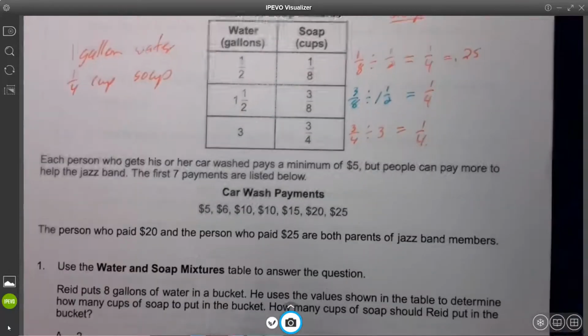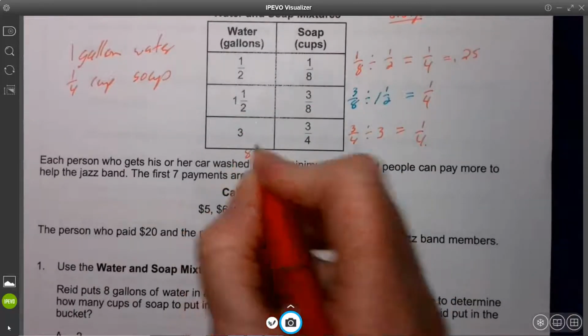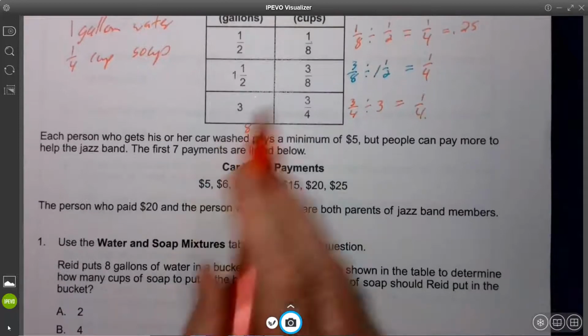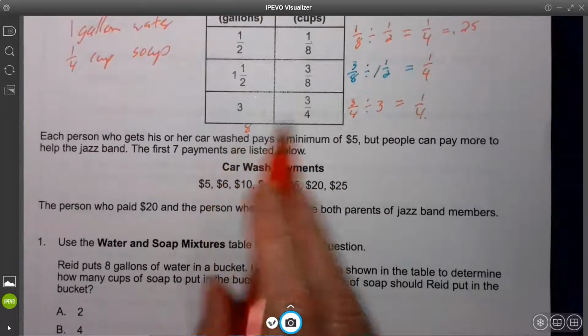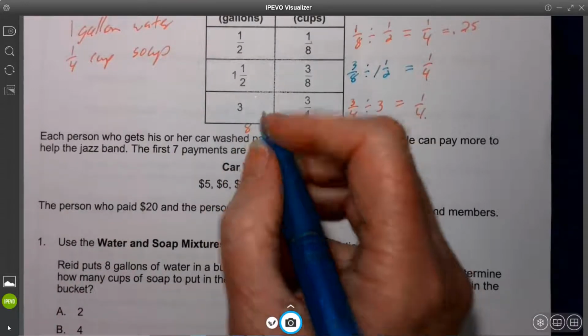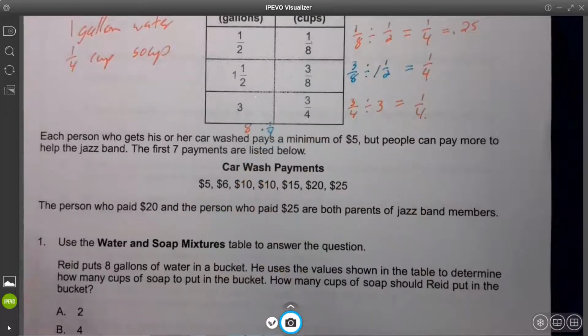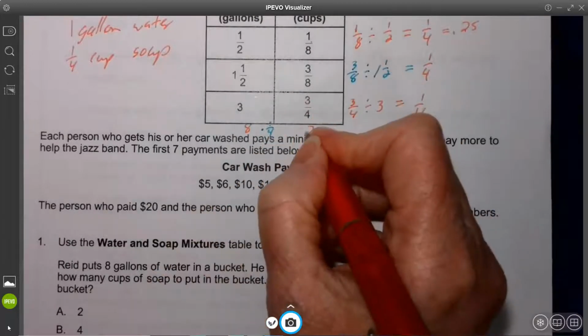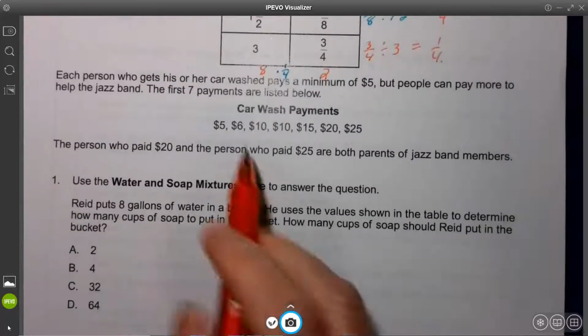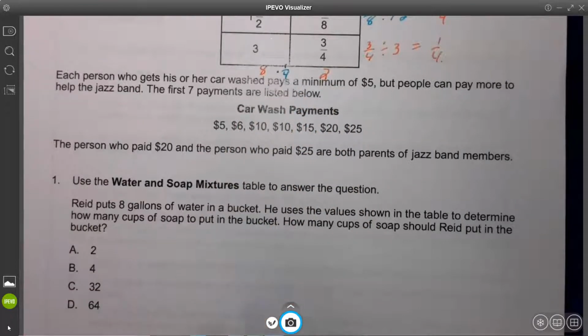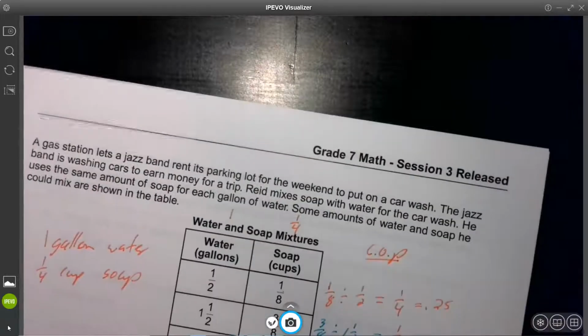Okay, so we have 8 gallons. So what I did is I just added an 8 down here, and I said if I have 8 gallons, how much soap is that going to take? So what am I going to do to the 8? Right, I'm going to multiply times 1/4. So multiply times 1/4, and we get 2. He uses a value to determine how many cups of soap, and we already got our answer, don't we? Because we used our constant of proportionality. Who knew this was going to be so handy and wonderful? There we go. Good thing we learned all that first semester.